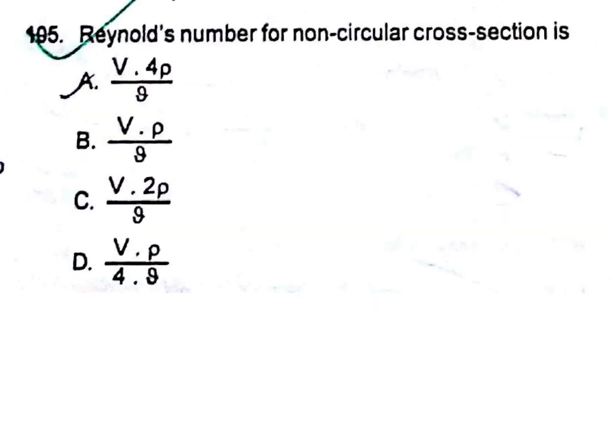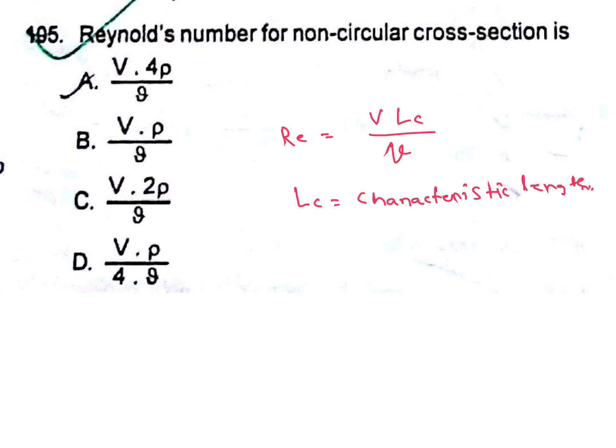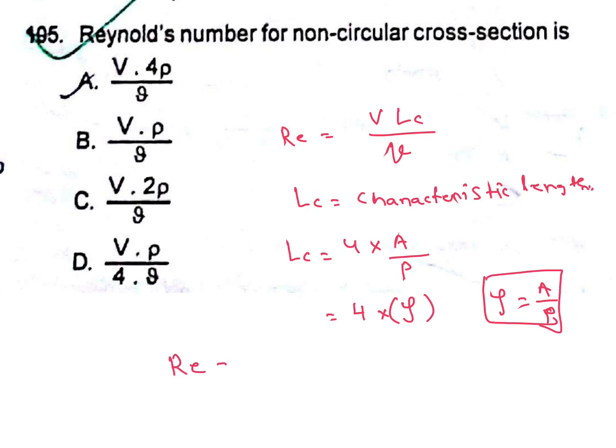Reynolds number for non-circular cross sections is Re equal to V into Lc by kinematic viscosity. Lc is characteristic length. Lc is 4 into area by wetted perimeter. So 4 into rho, rho is A by P. So Re is V into 4 rho by kinematic viscosity. From options, A is our answer.